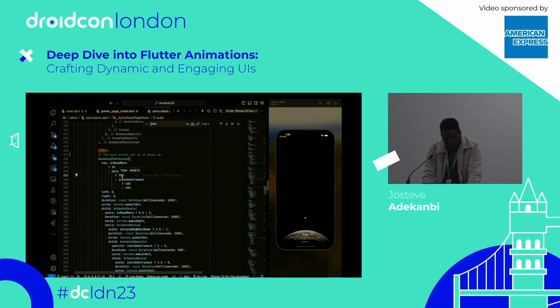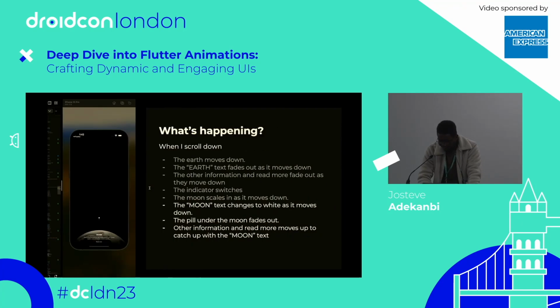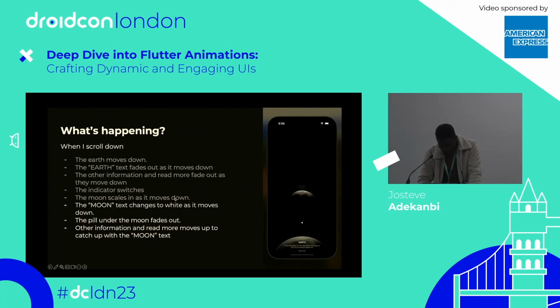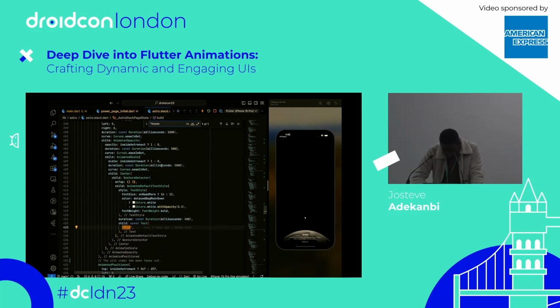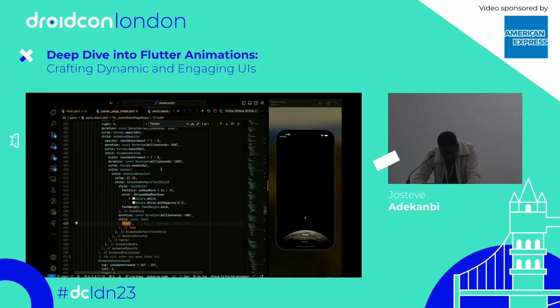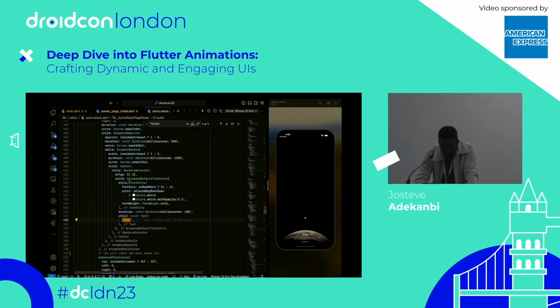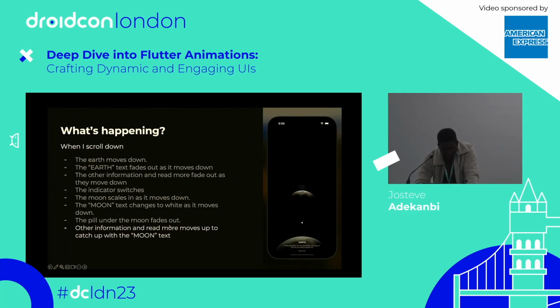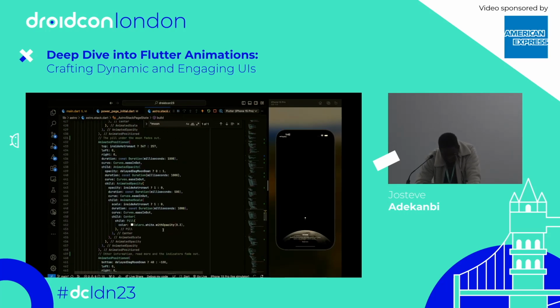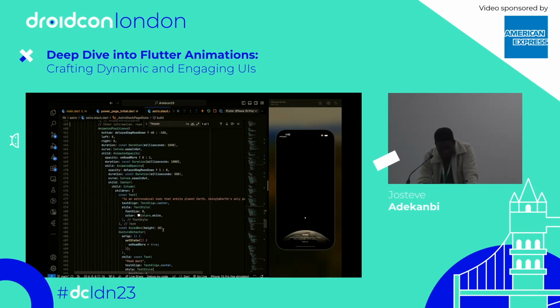Again, it's a similar ternary. When we drag down, this is the value I want. And again, the moon text changes to white. That's here. So the animated default text style, when we drag down, I want you to change it to white. If not, keep it at the actual value. And then the other information comes up. Okay, this is it.